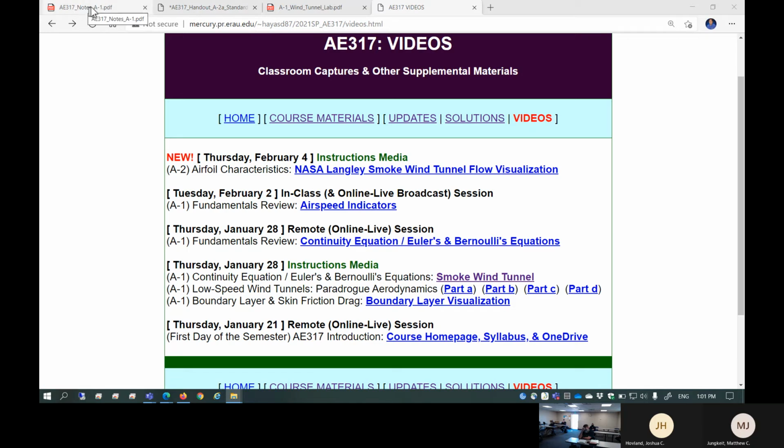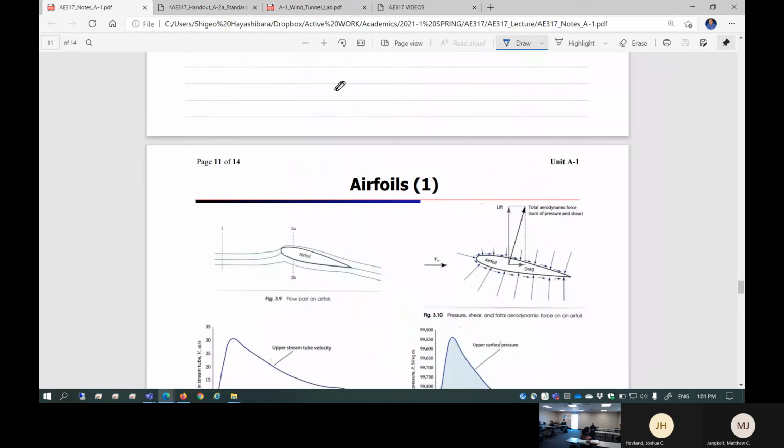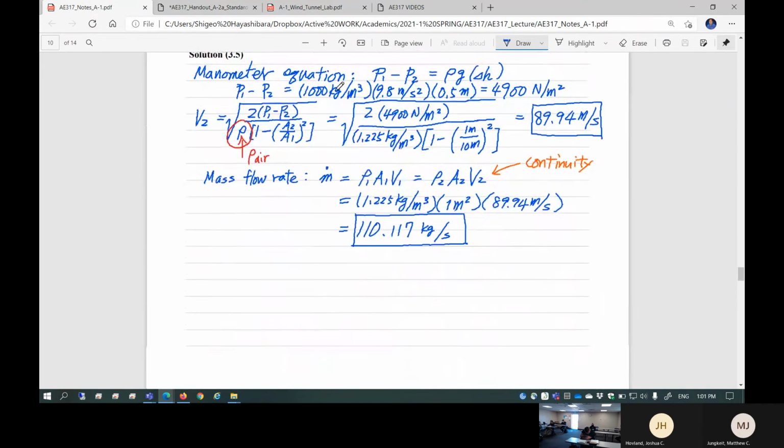Okay. So any question here? So this is the wind tunnel testing. All right. So let's move on today.